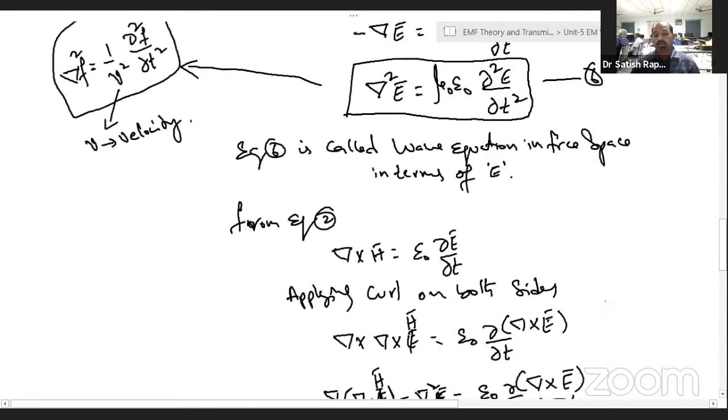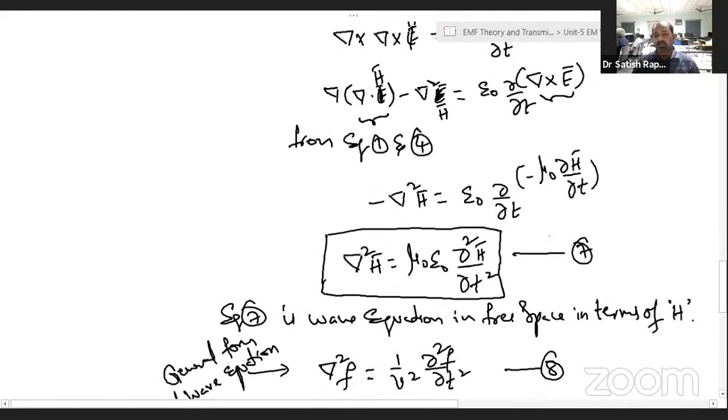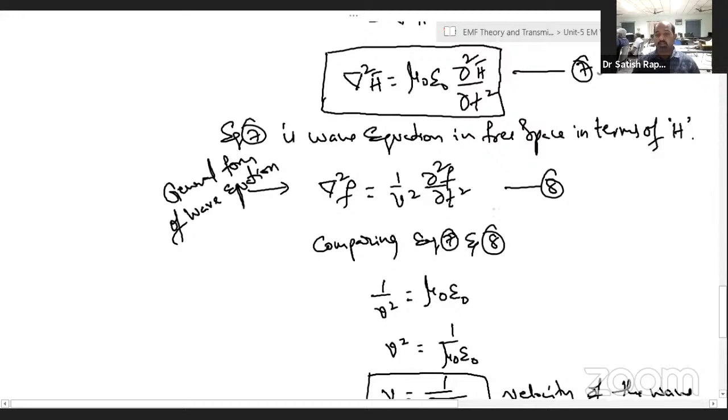We can also determine the wave equation in terms of magnetic field by taking equation 2. Taking equation 2 and applying curl on both sides and simplifying, we'll get equation 7. Equation 7 is the wave equation in free space in terms of magnetic field. And the general form of wave equation is equation 8.